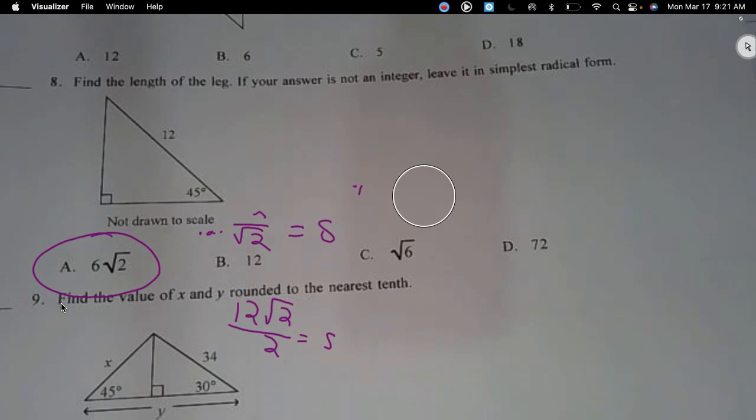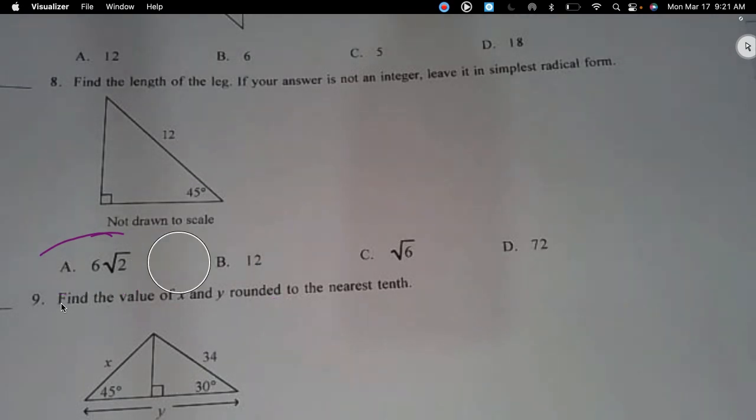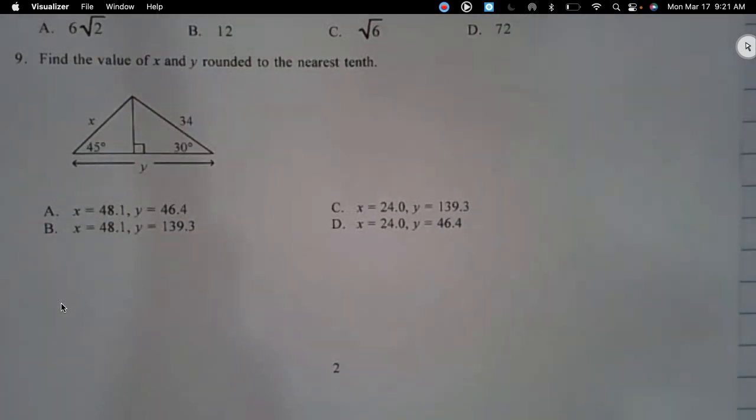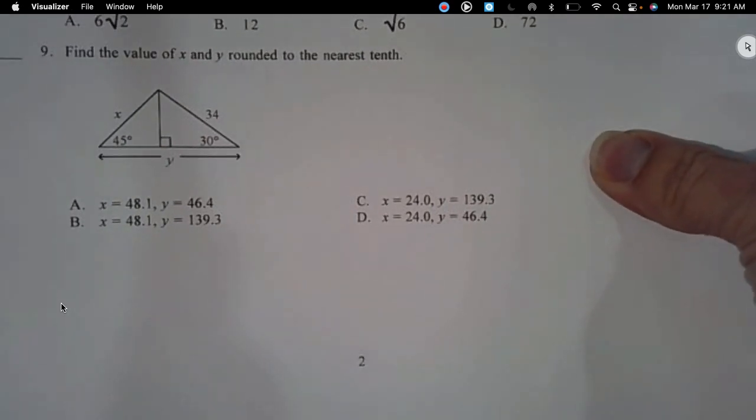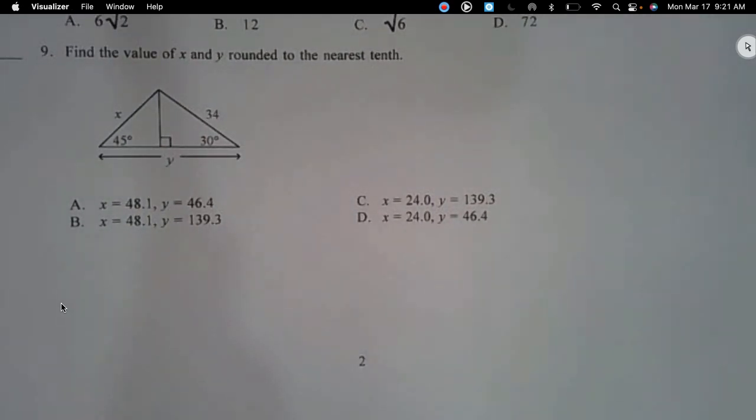Moving on then. This next one is the one that I couldn't get. It's the same numbers? Oh, good. Okay. All right. Number 9. There's 10 questions. I'm on number 9. Number 10 is a 30, 60, 90. Number 9, for some reason, it's both of them together.